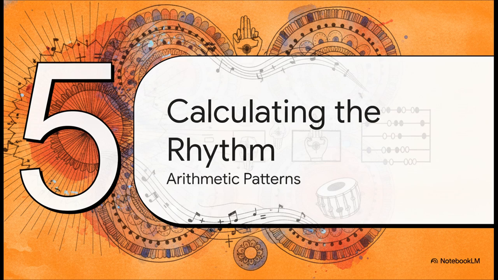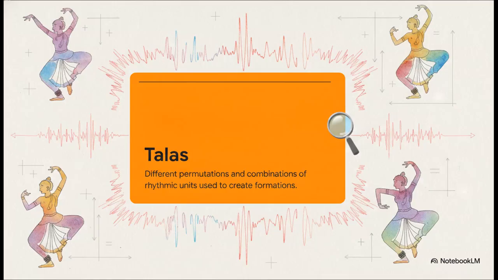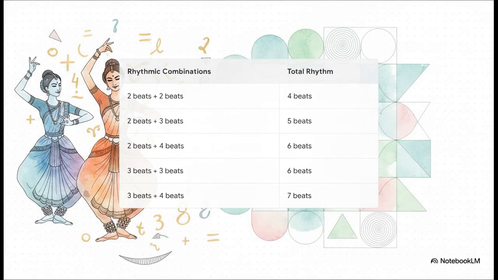And that leads us right into Section 5, calculating the rhythm. To really get how this works, we need to define a crucial term, talas. Talas are basically the different permutations and combinations of rhythmic units used to build those dance formations. This is the absolute heartbeat of classical dance, and it is quite literally a mathematical equation. Dancers are literally calculating on the fly to create these complex patterns.